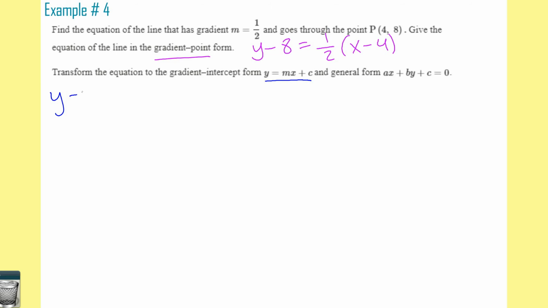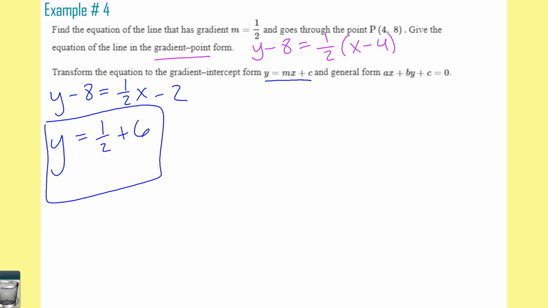So distribute. Didn't we just do this? Oh, I don't know why I'm doing that. Okay, so y equals 1/2 x plus 6. And then we want to change it into standard form. This is slope-intercept, point slope, and standard form.